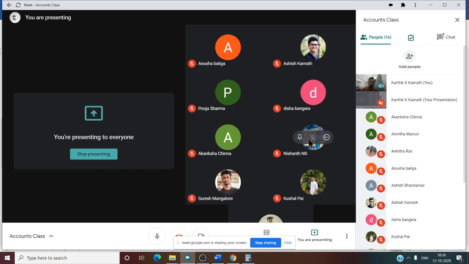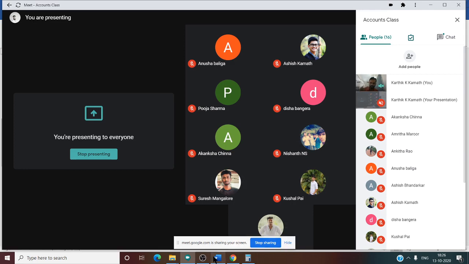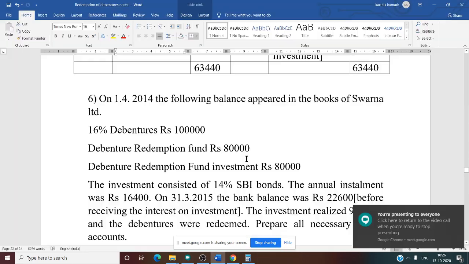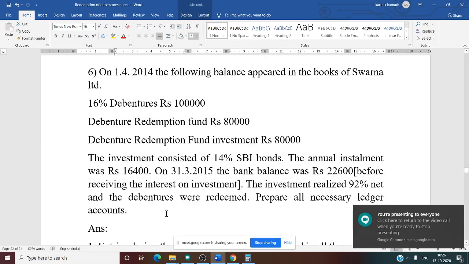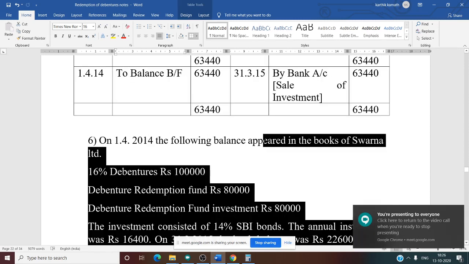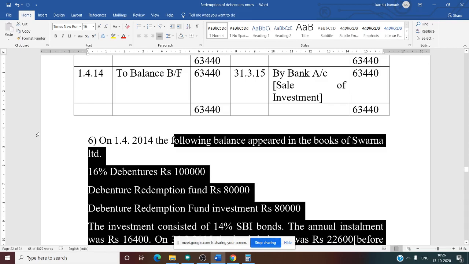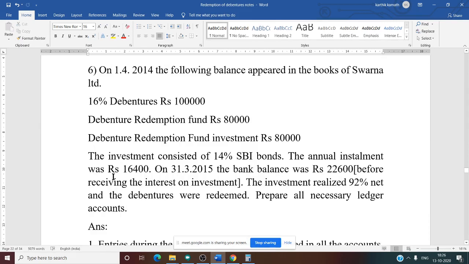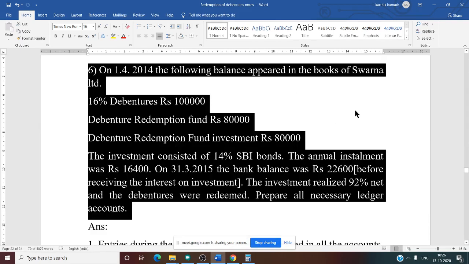So now one more small problem we need to discuss, the last problem of this class. Next problem, problem number 6. On 1/4/2014, the following balances appeared in the books of Swarna Limited. 16% debenture 1 lakh. Debenture redemption fund 80,000. Debenture redemption fund investment account 80,000.